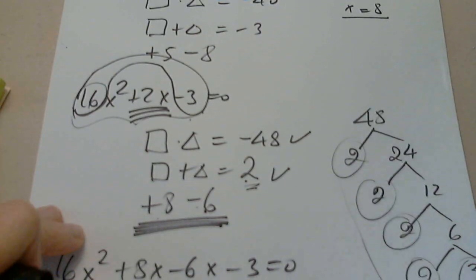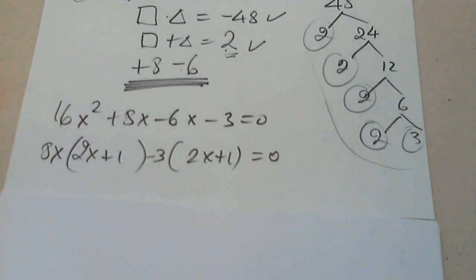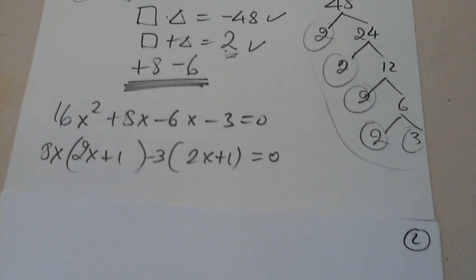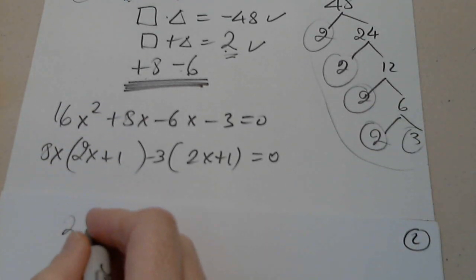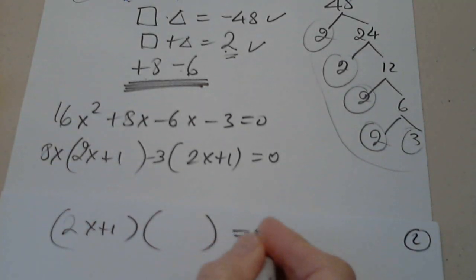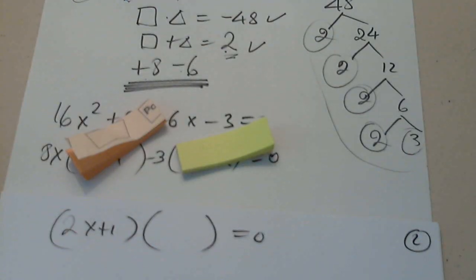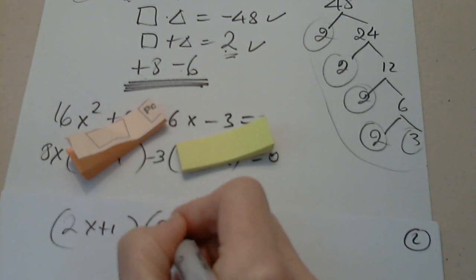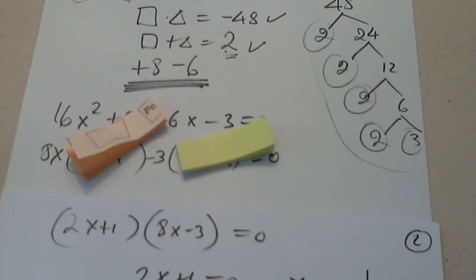Good. Now I have to pull out the common factor. What is the common factor of these two terms? It screams back at us. 2x plus 1. And what is left in parentheses after I remove this and I remove this? 8x minus 3. Indeed, 8x minus 3. If 2x plus 1 is 0, then x is negative 1/2. If 8x minus 3 is 0, then x is 3/8.